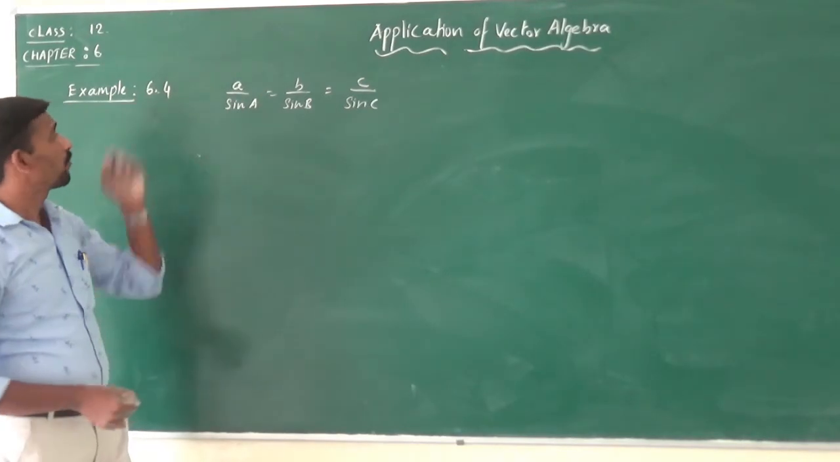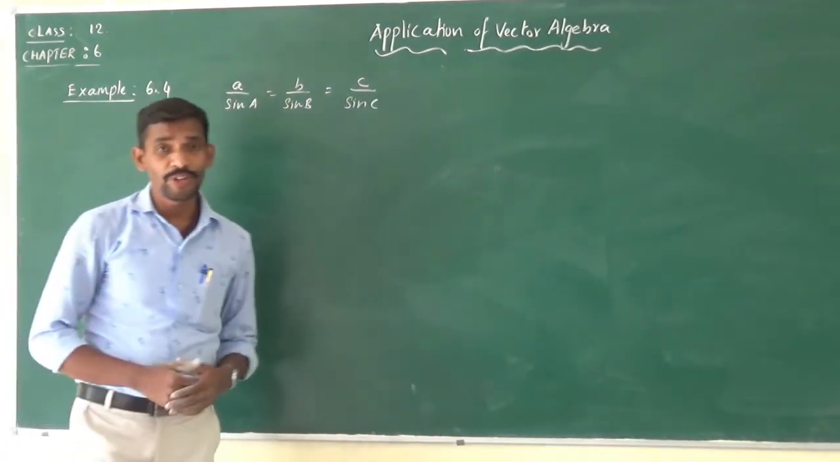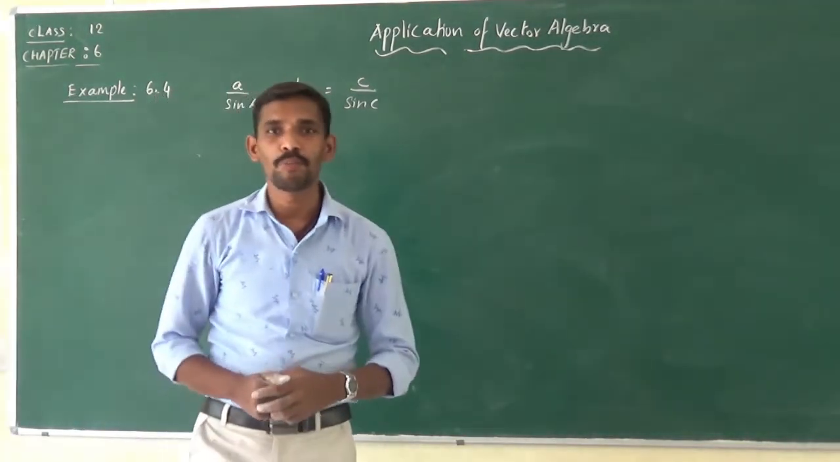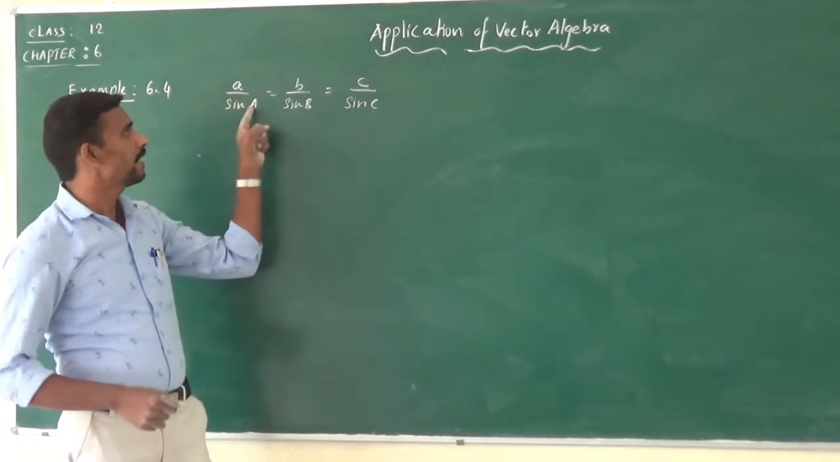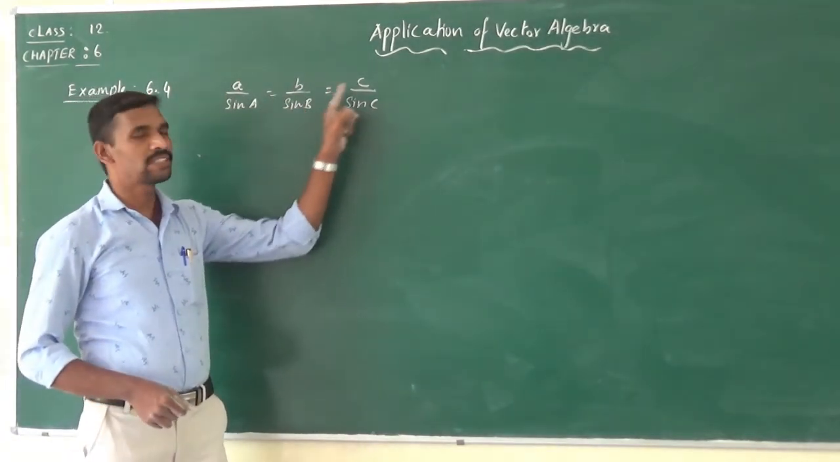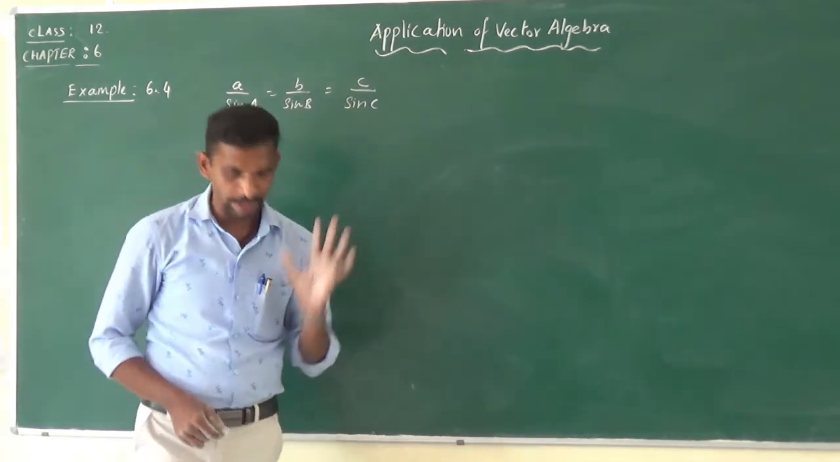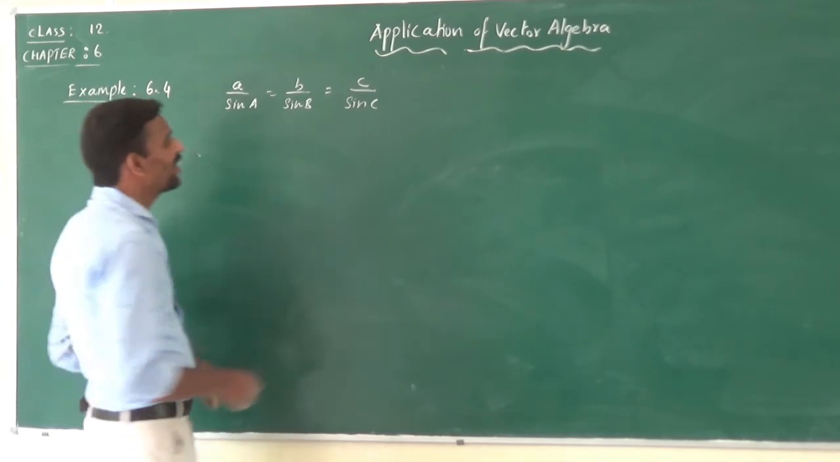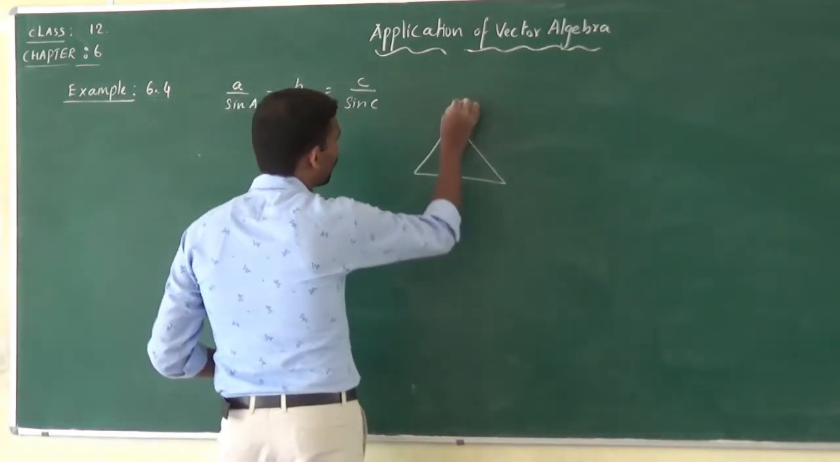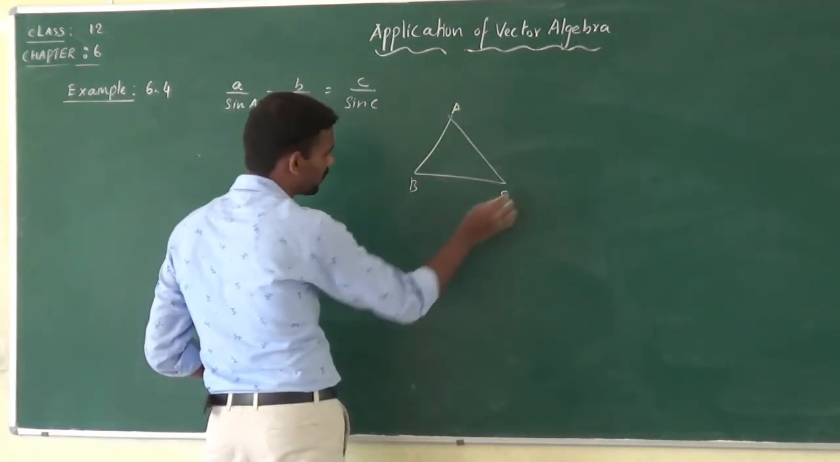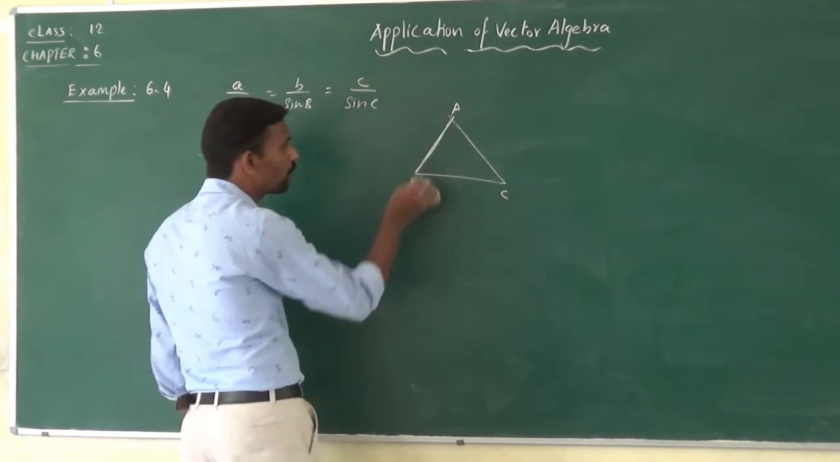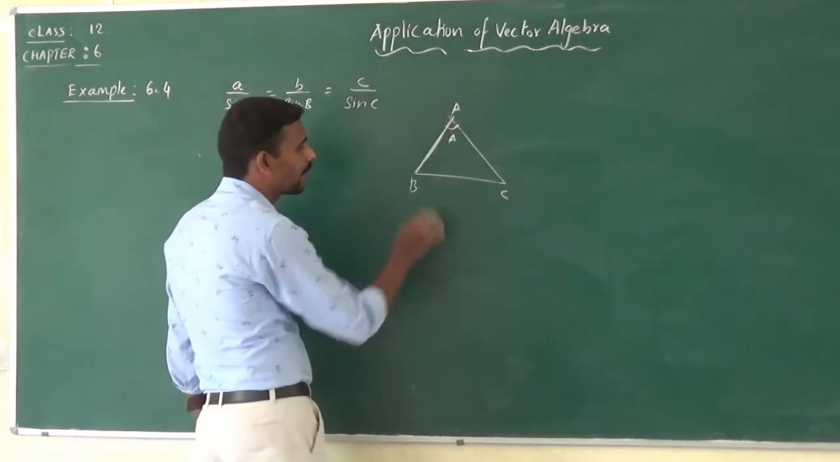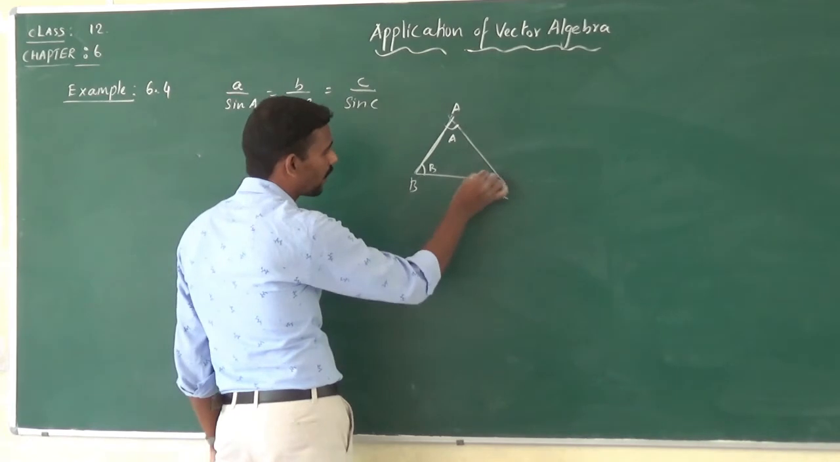Next, example 6.4. In the triangle ABC, prove that A by sin A equals B by sin B equals C by sin C using the vector method. Okay. So now we want to draw a triangle. Name it as A, B, C. The same diagram, same representation. So this is interior angle A, this is interior angle B, and interior angle C.